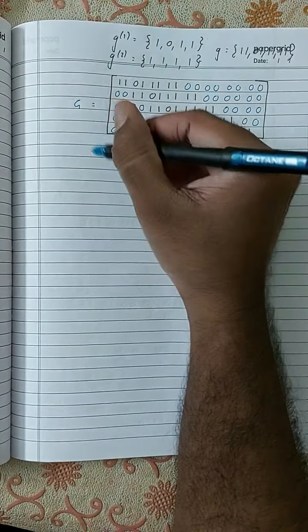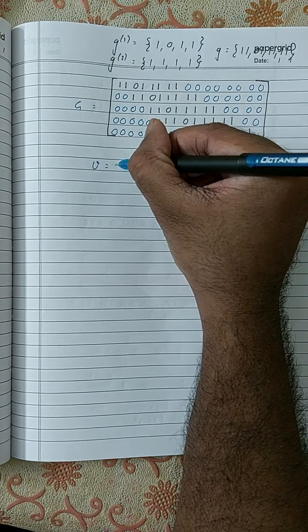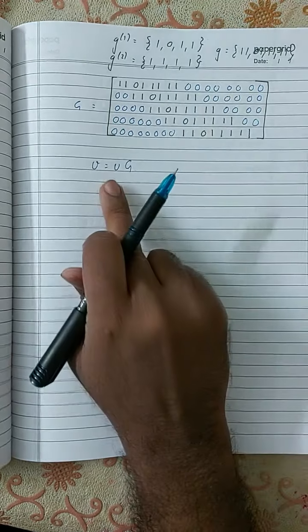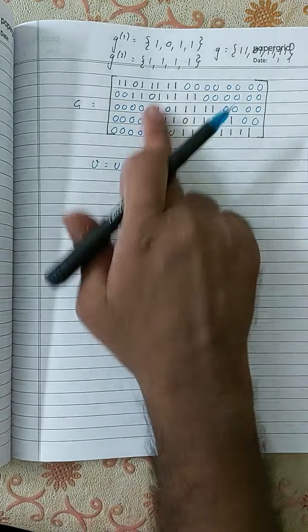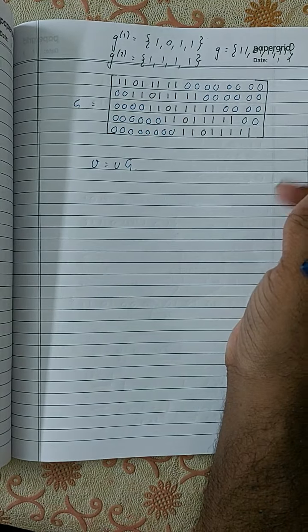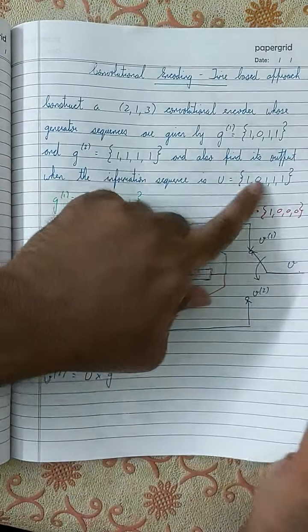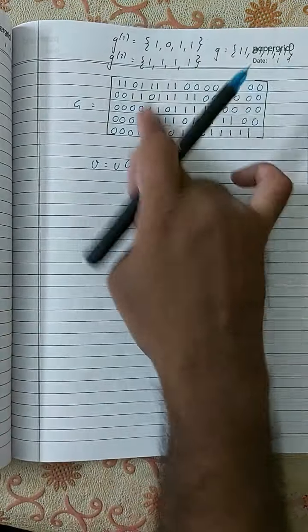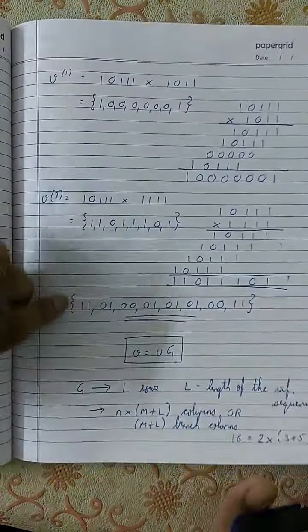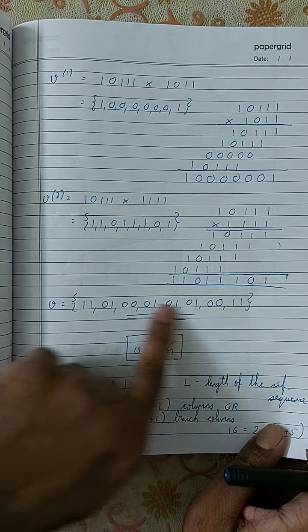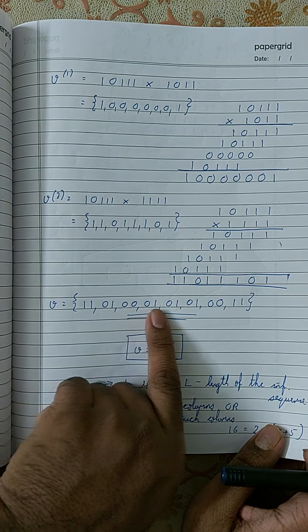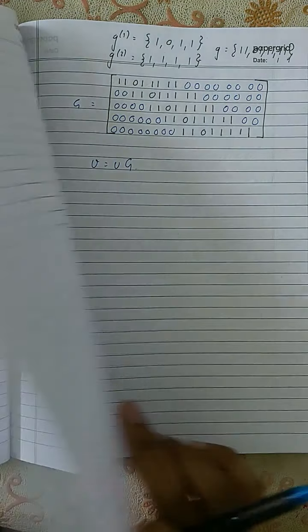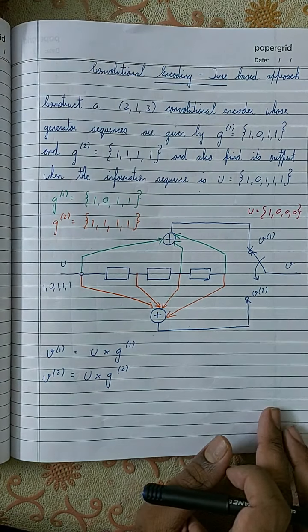When you multiply V equals U into G, where U is 10111 and G is this generator matrix, I want you all to do this for homework. Multiply U with this generator matrix, and I assure you, you will get the very same values: 11010010010101010011. So this is the time-domain approach of a (2,1,3) convolutional encoder.